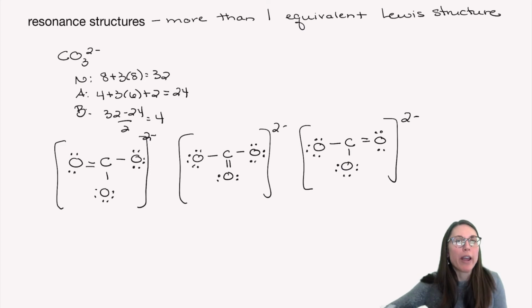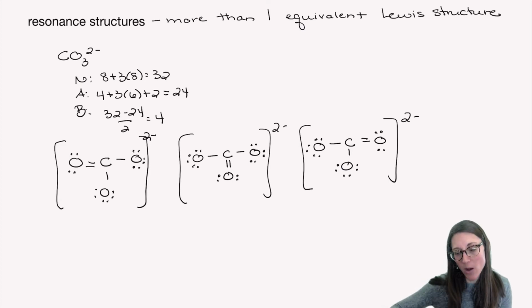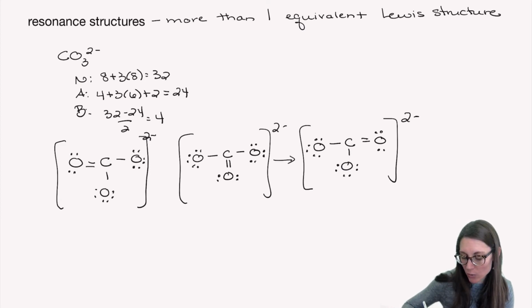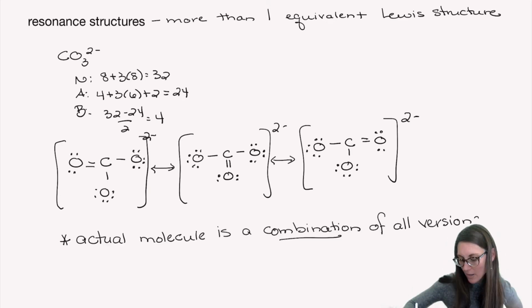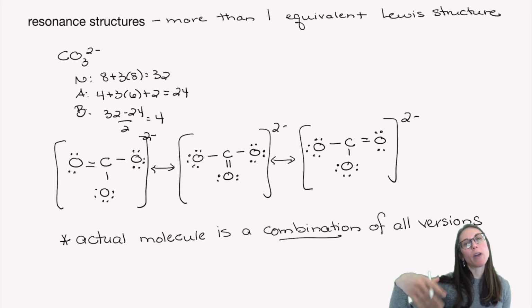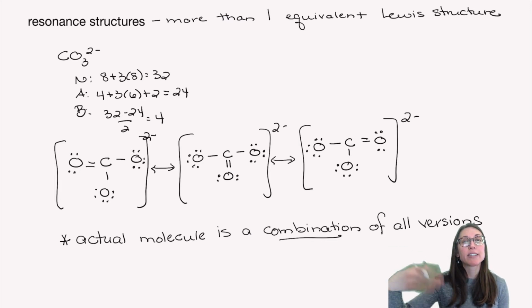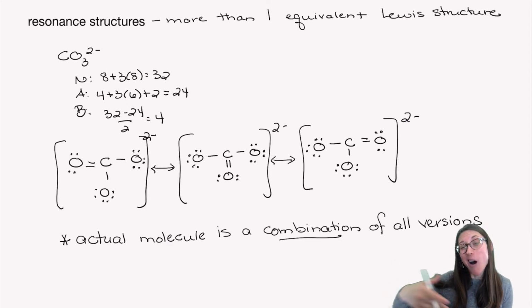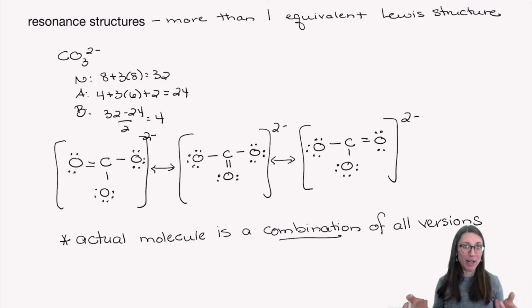So which one's right? Well, it turns out that the actual molecule is a blend of all three of these. What I mean is, I don't actually have one oxygen with a double bond, which would have a shorter bond length, and two with single bonds and a longer bond length. Instead, all of the atoms really have about a 1 1/3 bond length. They're in between single bonds and double bonds, but they're all equivalent to one another.